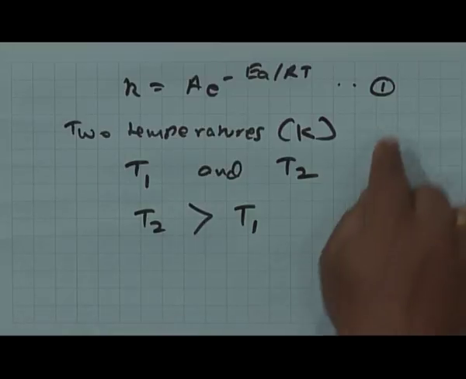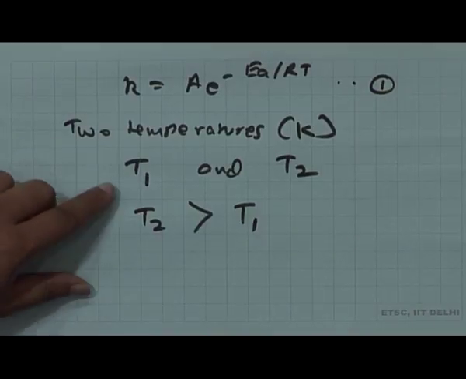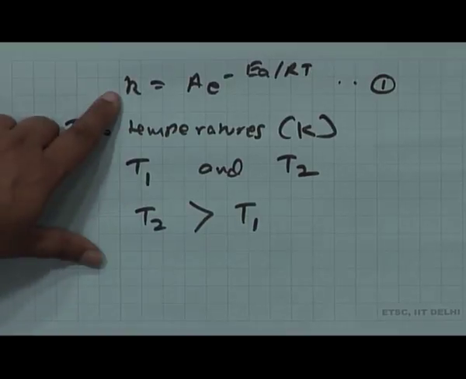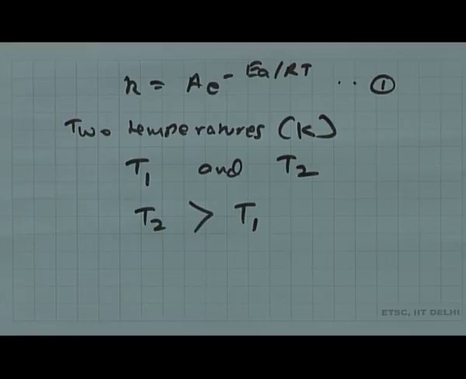Now let us come back and look at equation 1. For T1 the rate constant will be referred to as K1, and for T2 the rate constant will be referred to as K2.